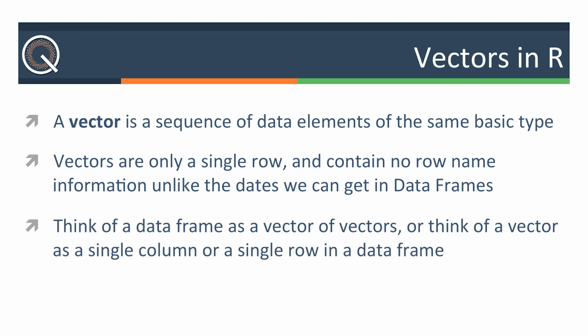A data frame is essentially a vector of vectors, right? You've got a bunch of different rows and a bunch of different columns, and with each row, you've got a vector of columns, or for each column, you've got a vector of rows. However you want to think about it, a data frame is multi-dimensional, or basically two-dimensional, and a vector is one-dimensional.